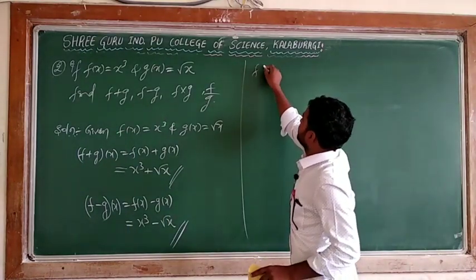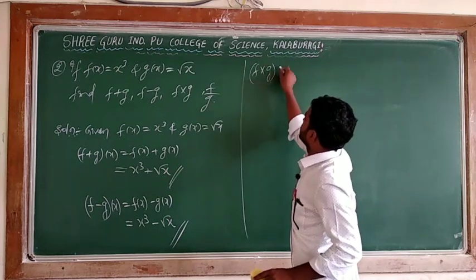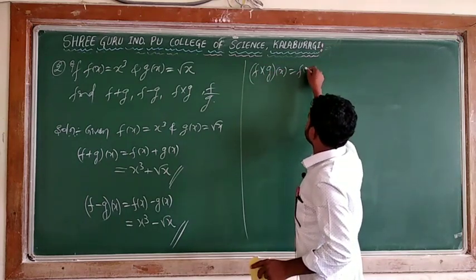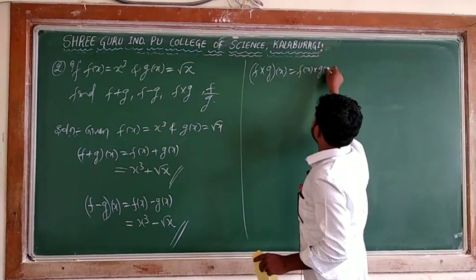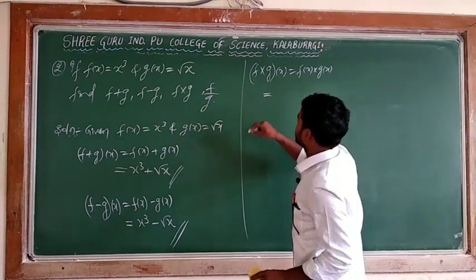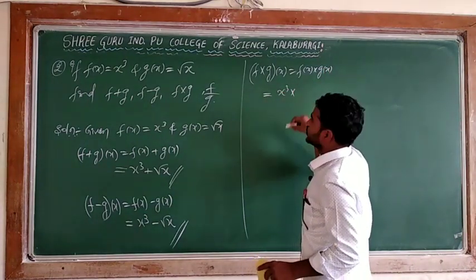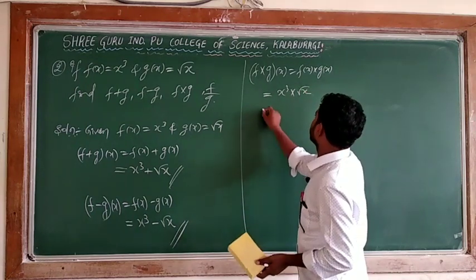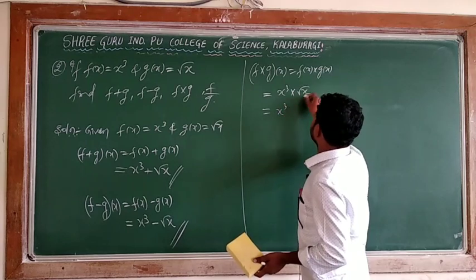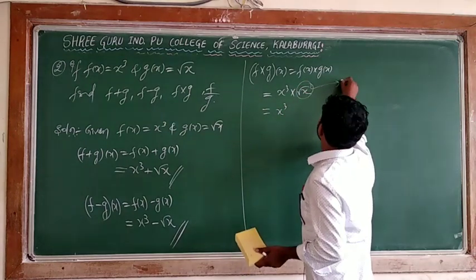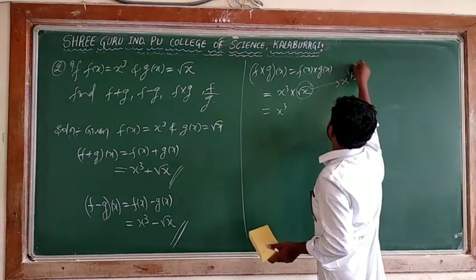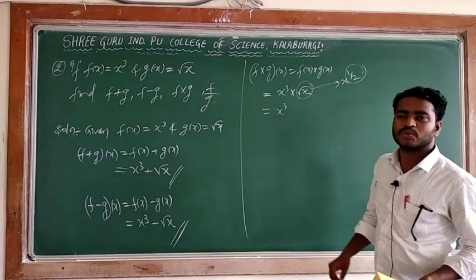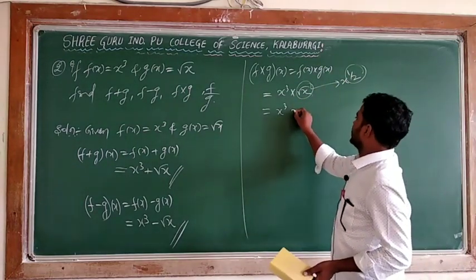Next one, f into g. f of x into g of x. What is f of x? f of x is x cube into root x. In this multiplication case, still I can multiply. x to the power 3. Can I write root x as x to the power 1 by 2, because root is nothing but 1 by 2, no? Yeah. x to the power 1 by 2.